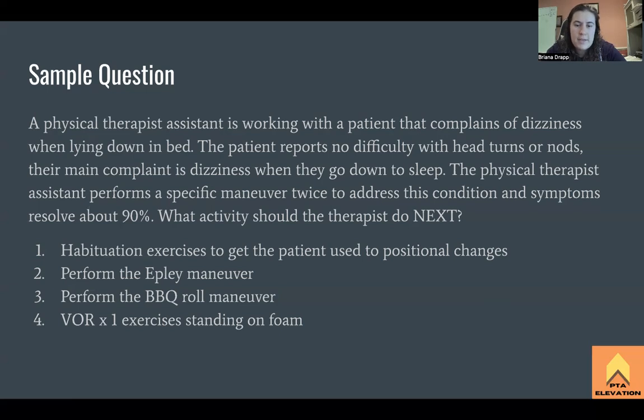1, habituation exercises, get the patient used to positional changes. 2, perform the Epley maneuver. 3, perform the barbecue roll maneuver. Or 4, VOR x1 exercises standing on foam. So I'll give you guys a second to think about that.